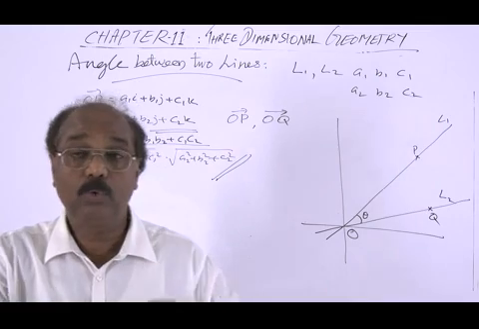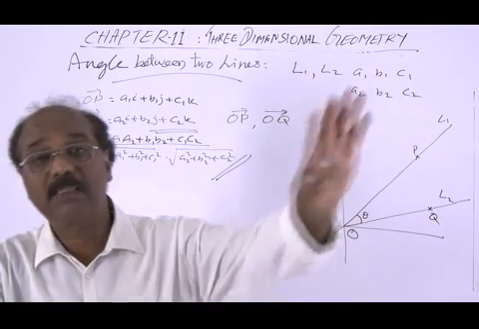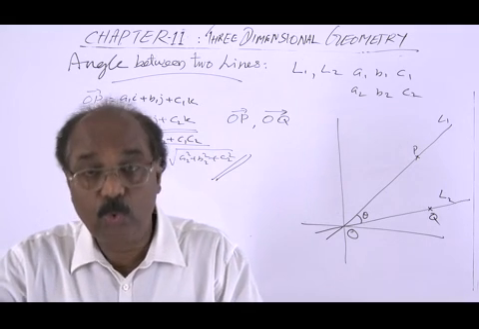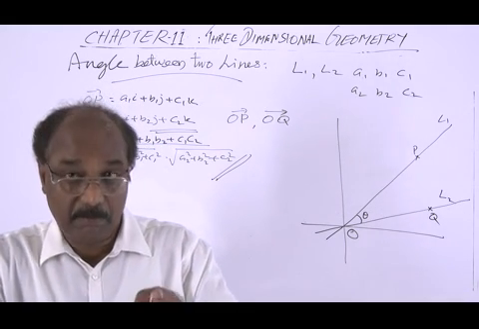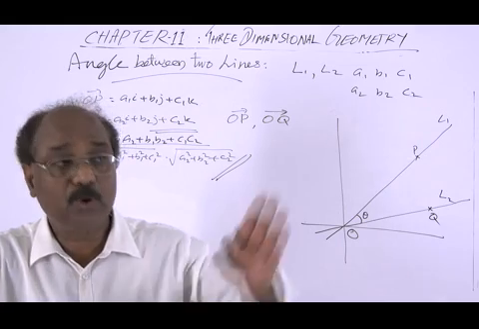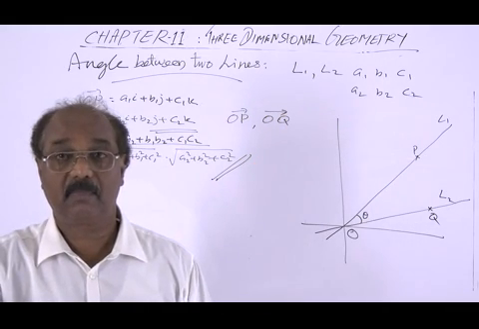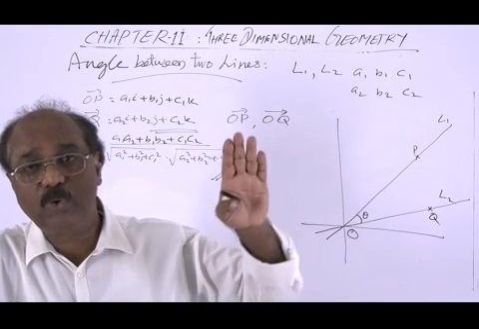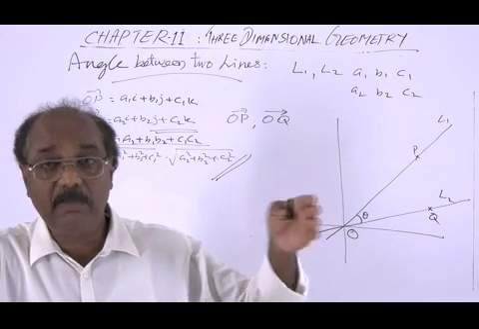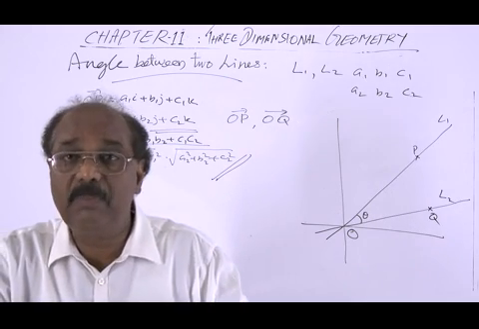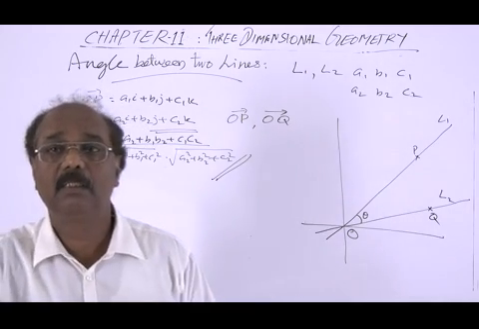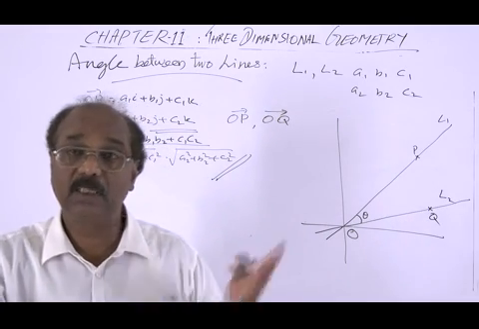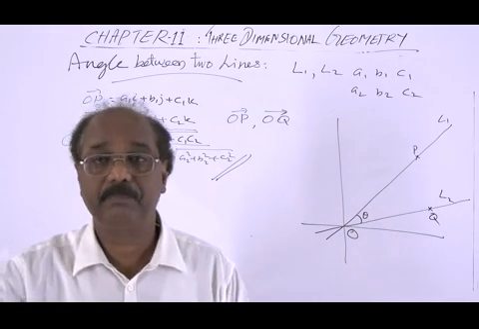Okay? And now, suppose we have two other lines not passing through the origin. In that case, we draw two lines passing through the origin parallel to the given two lines. Then the angle between the lines passing through the origin will be the same as the angle between the two given lines. So we can have the angle using this formula. That is the case.